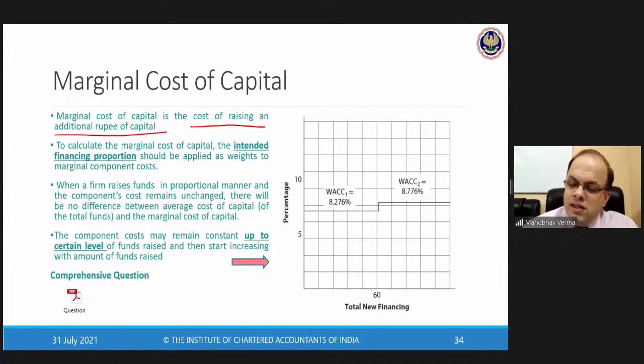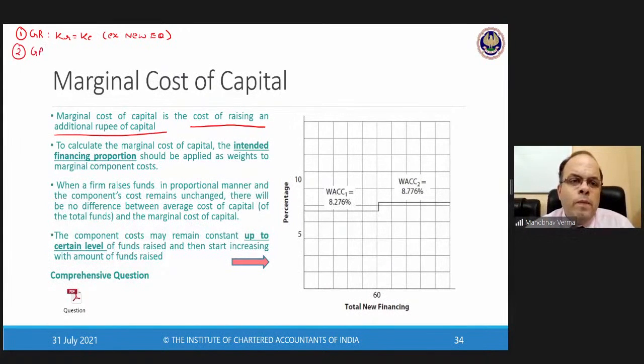See, what happens is, as a general rule, let's talk about two things. As a general rule, we say that yes, KR is equal to KE. The exception is new equity. We are not talking about new equity yet. Second, let's talk about another general rule: generally the companies intend to maintain the capital structure. Capital structure means the proportion.